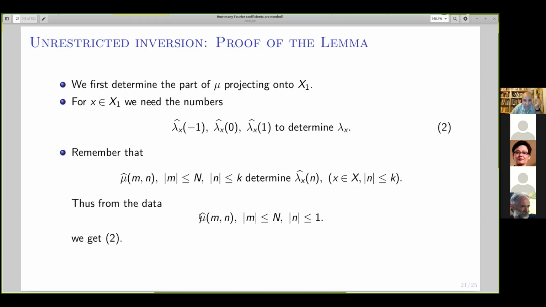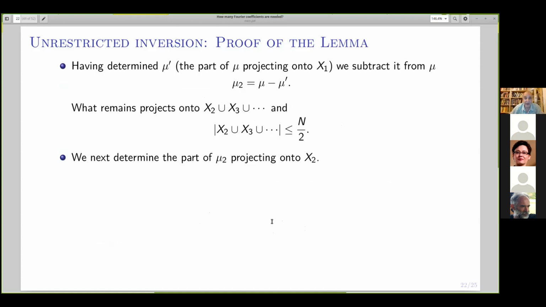So from this set of data, we only care to go up to -1 and 1. So we're only going to let n go up to 1. How much data is this? It's about 3n, because the values of n we have here are -1, 0, and 1, and m goes from -n to n. Actually, it's twice that. It's 6n. Okay, so it's a linear number in n. And these numbers will actually give me everything in X1. We know where the points are, and we know now the measure.